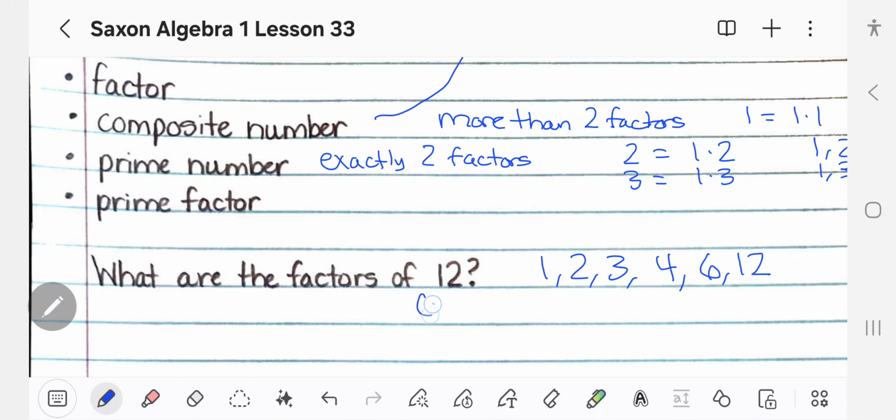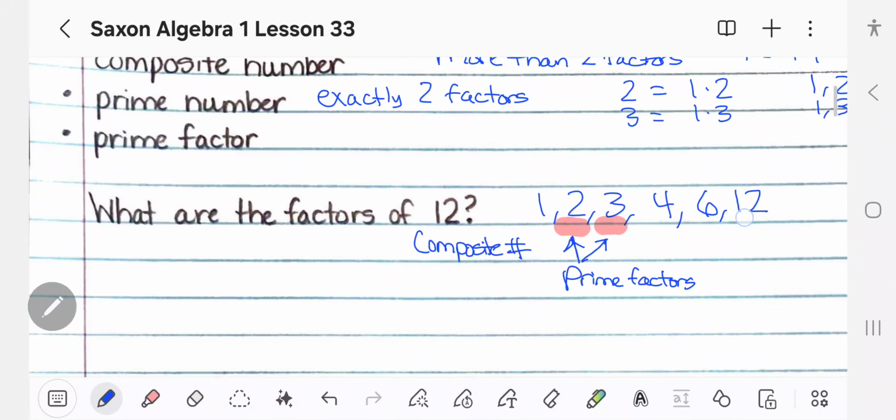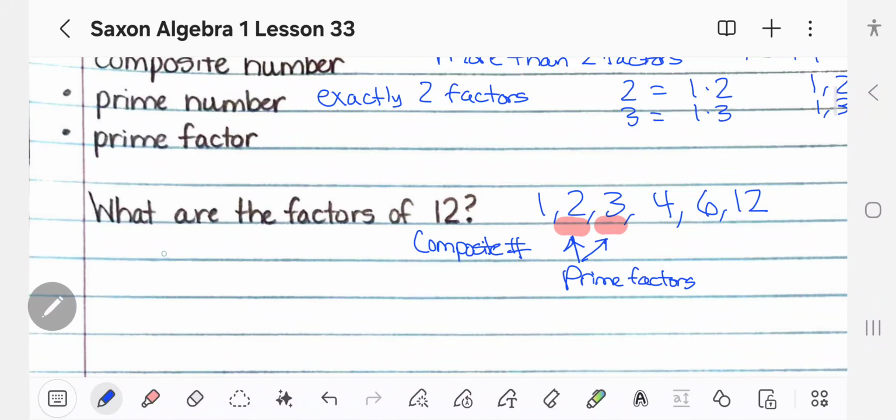12 is a composite number. It is not prime because it has more than 2 factors. Now, are there any prime factors? Well, we know that 1's not prime. But 2 is, 3 is, 4 is not, 6 is not, 12 is not. So it has 2 prime factors, and those would be 2 and 3. So I could call those prime factors.